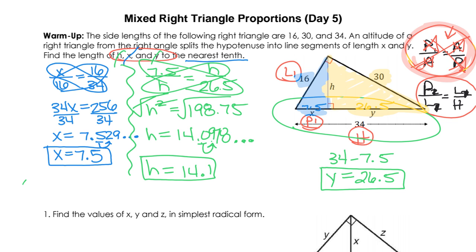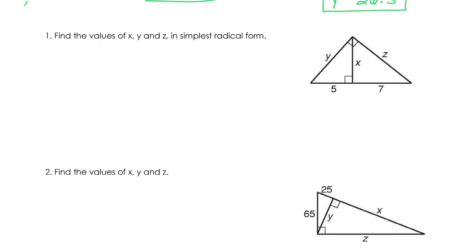Okay. All right, so that's what we're going to actually be practicing today. Just make sure that we can fluently use our proportions, okay, to find anything that they're asking me to find. So here we go. In number 1, it says find the values of x, y, and z in simplest radical form. Okay, so remember our proportions.